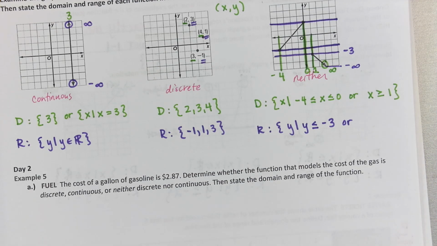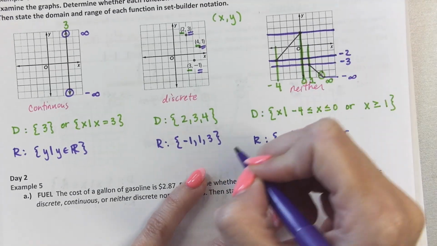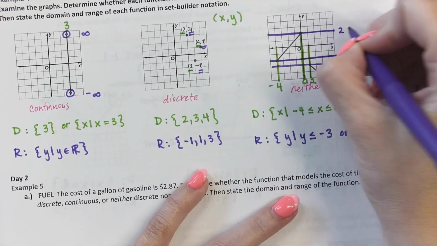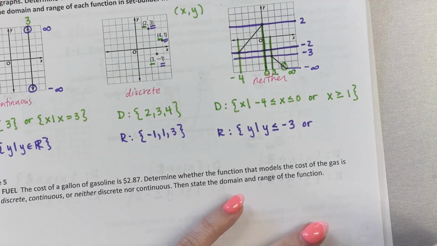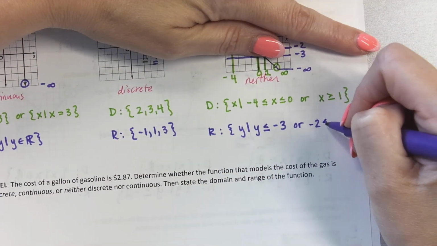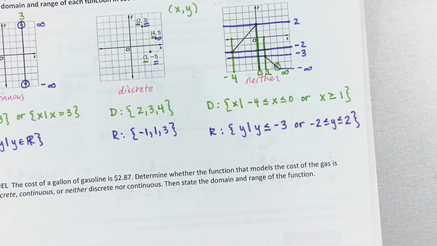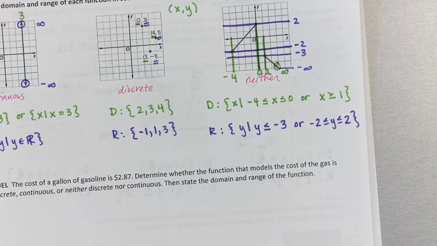All right, so we're going to just count here. 1, 2, which makes it -2. 1, 2 up, that makes it +2. And so the way that we write this is -2 is less than or equal to y, which is less than or equal to 2. Okay, and these are a little more complicated. We're going to work on that more next week.